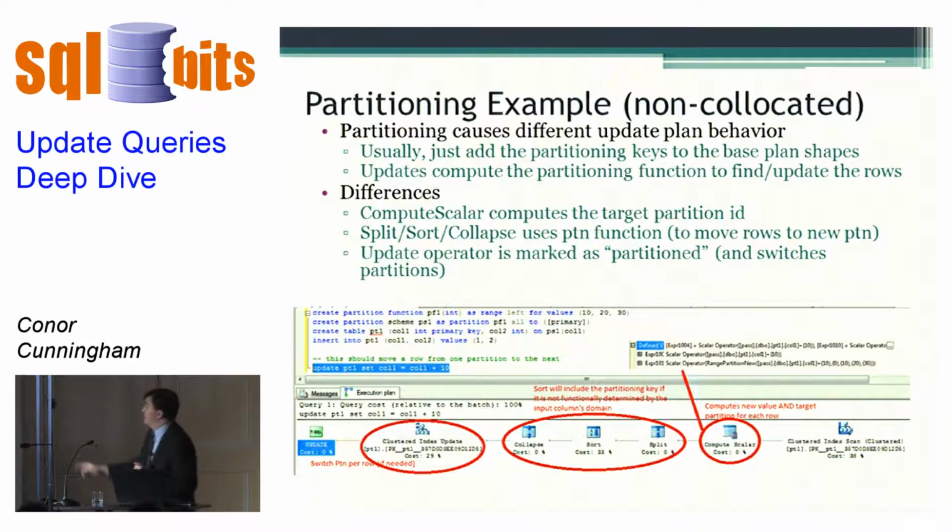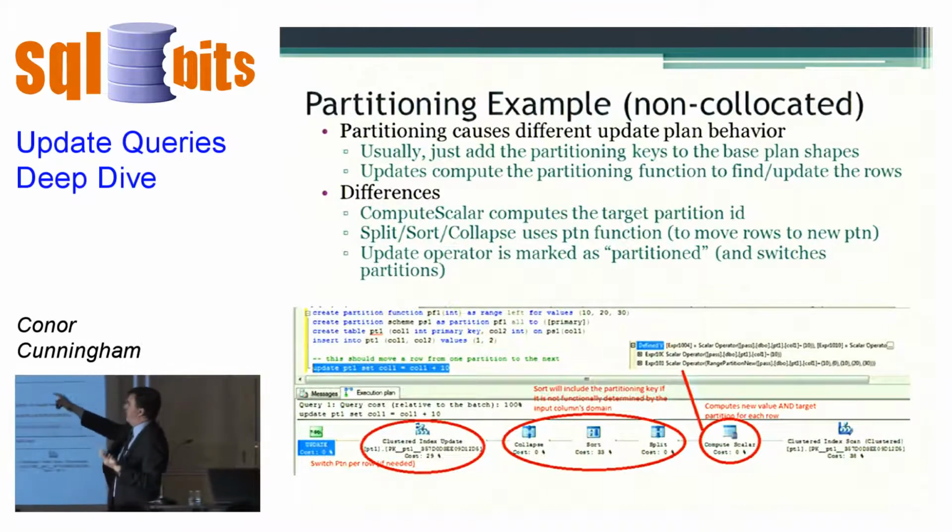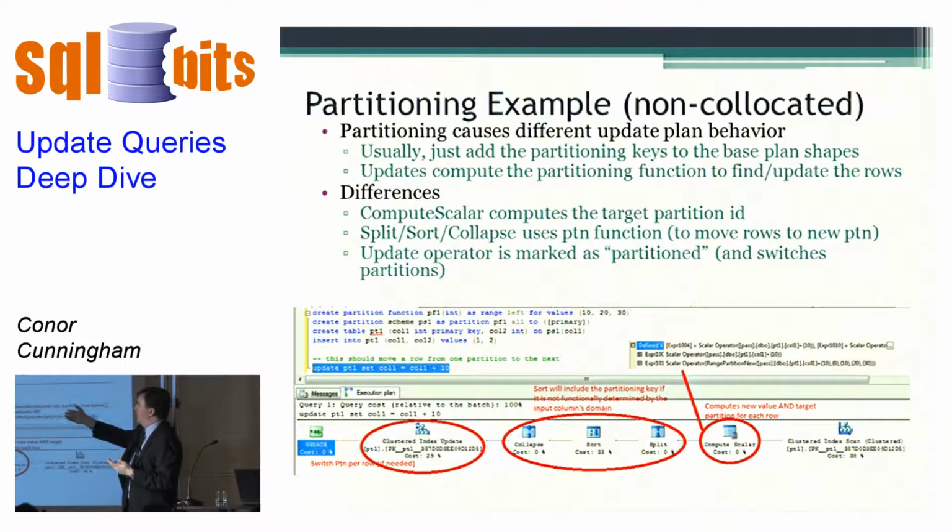Okay, so I created a partition function, and I created a partition scheme, and then I create a table on that, and I insert some values that go somewhere, right, into one of the partitions. Now let's go do an update of that, and I set the column equals the column plus 1. Remember, I'm range partitioned in this case, so I have to keep track of a couple of things. Am I still in the same partition if I do plus 1, or do I have to move to another partition?